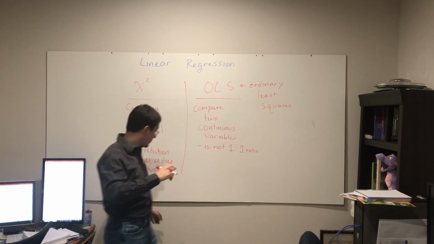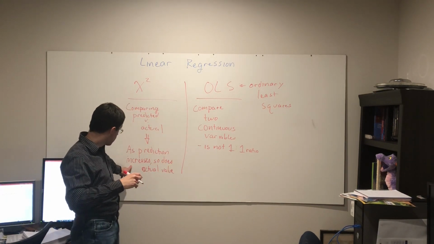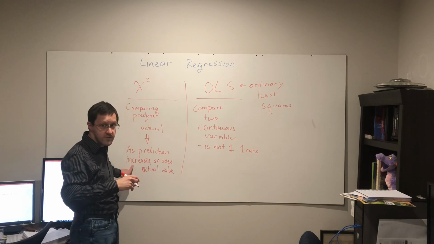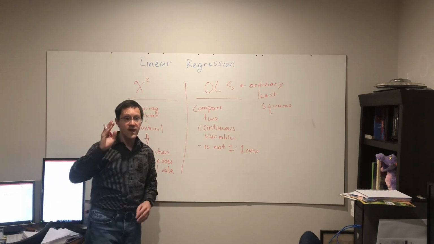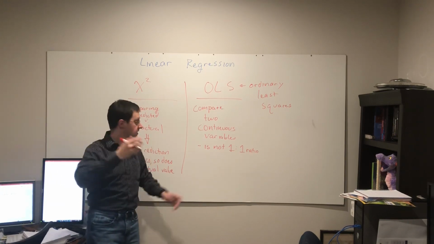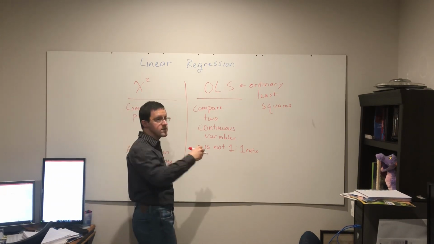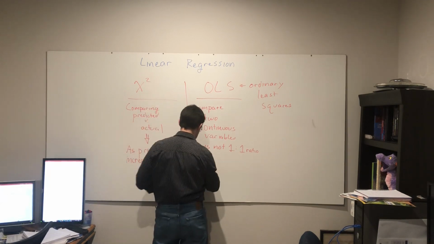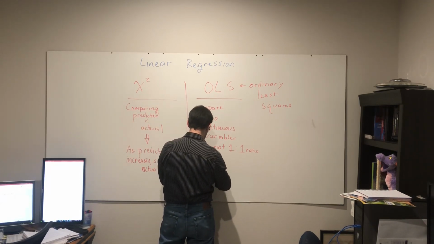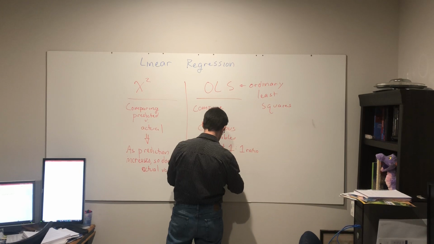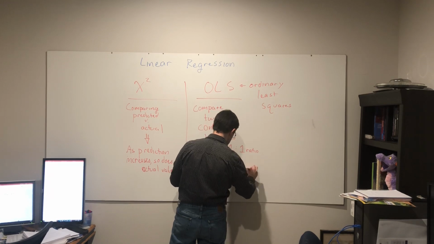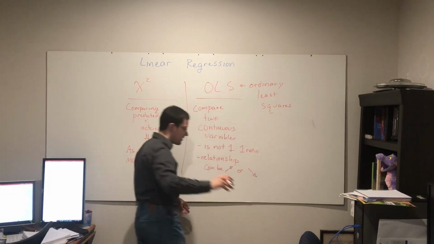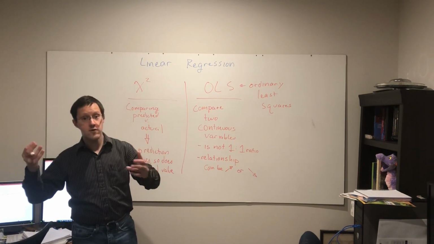The other thing is, as the prediction increases in chi-squared, so should the actual value. They have to go in tandem. As one goes up, the other goes up. In regression, it can go either direction. So the relationship can be as one goes up, the other goes up.